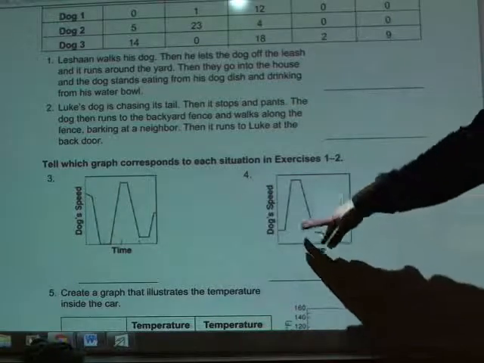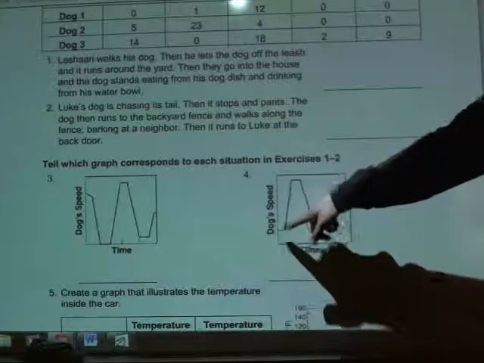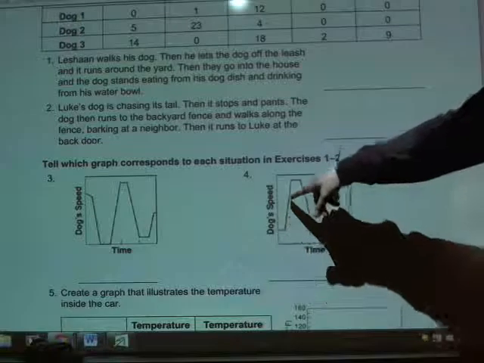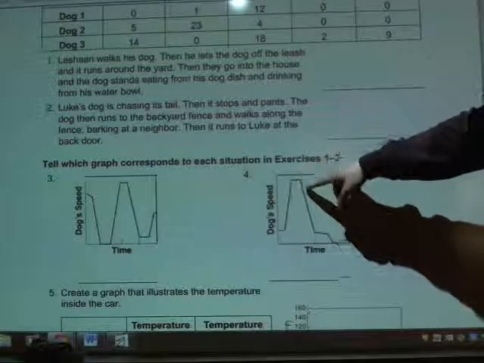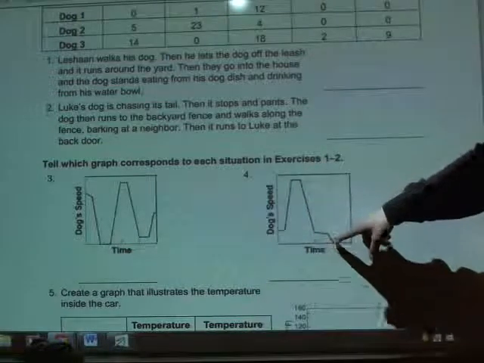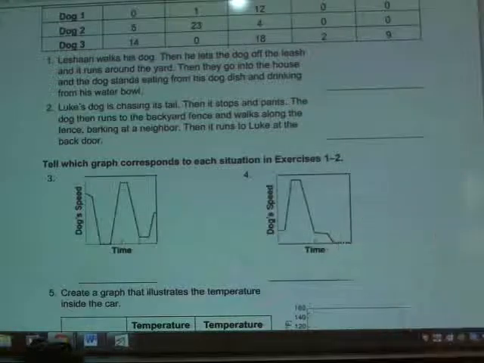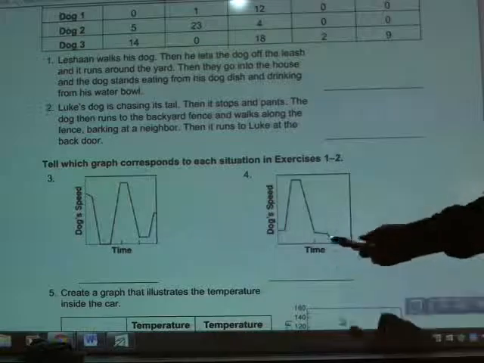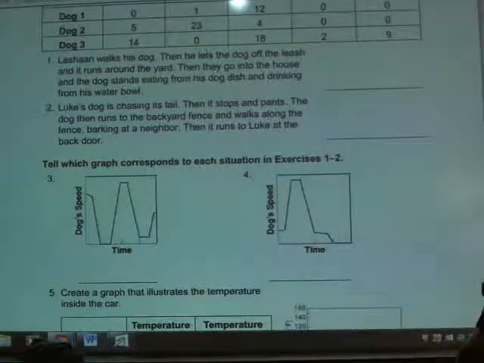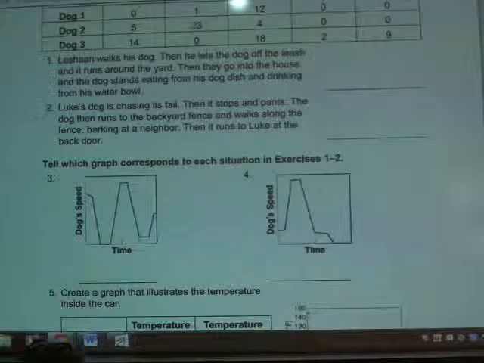All right, question 4 clearly shows the speed here he's walking, then all of a sudden he takes off running, and then he slows down when he comes back into the house, and then all of a sudden the speed drops to 0 when he's standing still at the dish. So this is the graph here that matches up with question number 1, which should make identifying number 3 rather simple.